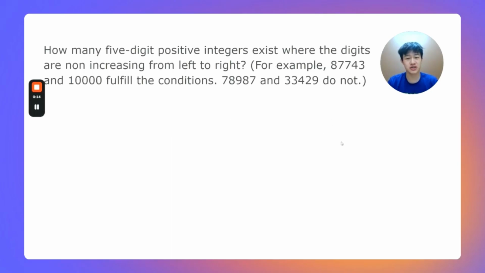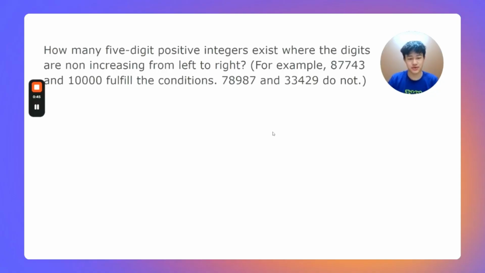How many five-digit integers exist where the digits are non-increasing from left to right? Oh, shucks, this problem is super tricky. There are 90,000 integers. There's no way we can count all of them. But let's see if we can break the numbers down into groups.